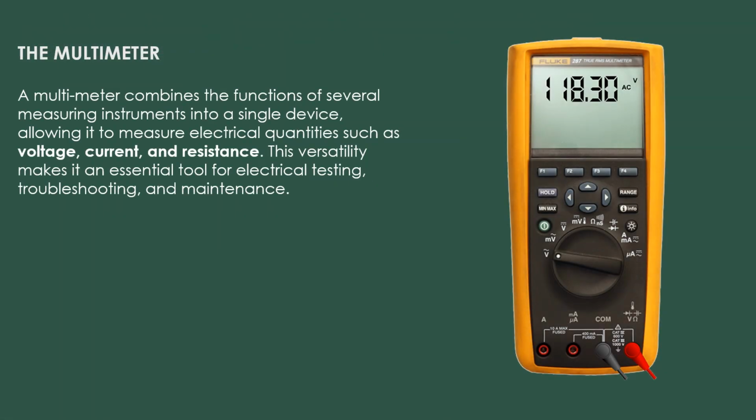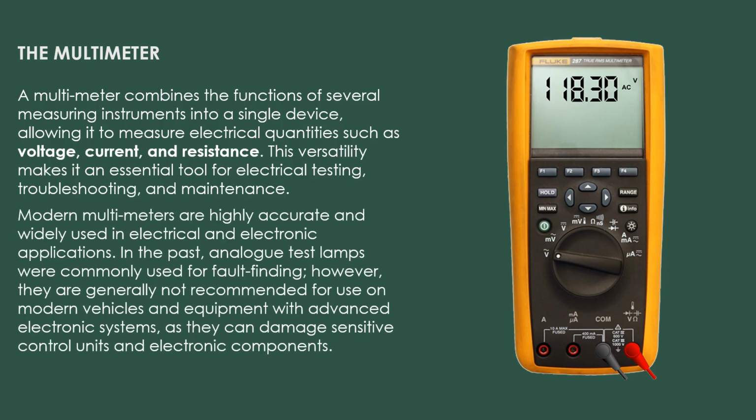A multimeter combines the functions of several measuring instruments into a single device, allowing it to measure electrical quantities such as voltage, current, and resistance. This versatility makes it an essential tool for electrical testing, troubleshooting, and maintenance. Modern multimeters are highly accurate and widely used in electrical and electronic applications.